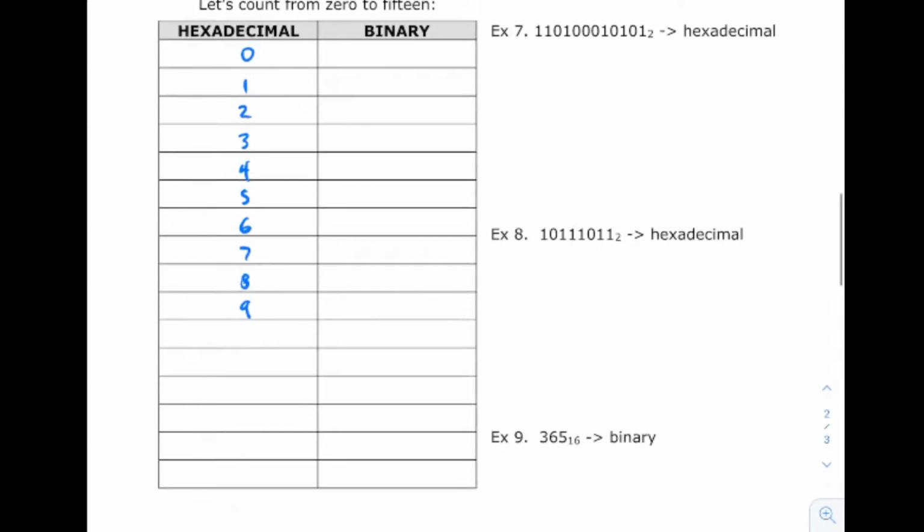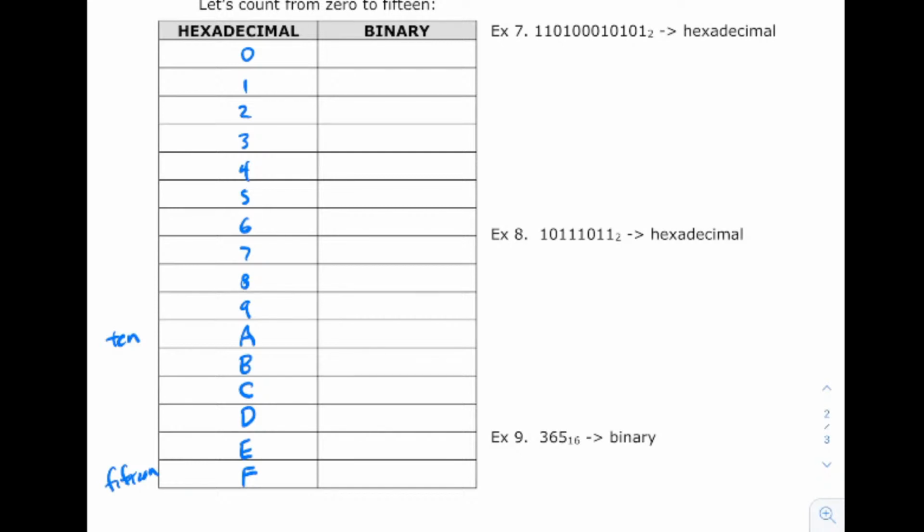And remember, for number 10, we had to use an A, and for an 11, a B, and for 12, a C, and for 13, a D, and for 14, an E, and for 15, we would use an F. If you got to 16, that's what a 16 looks like in hexadecimal. But we're not going to 16, we're going to 15.